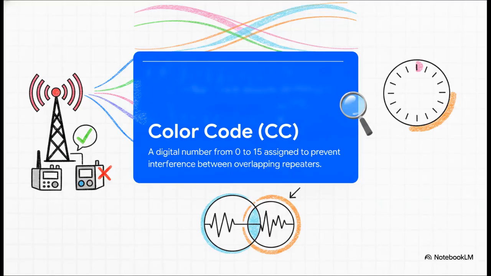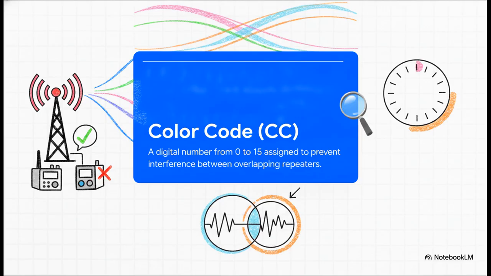Which brings us to Section 4, access keys, or color codes. Okay, so you have your unique ID locked in. Now you need a physical key to unlock your local repeater. In the DMR world, we use access keys known as color codes. Now, despite the highly creative and colorful name, a color code is literally just a digital number ranging from 0 to 15.